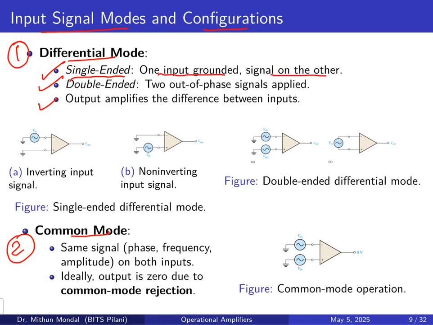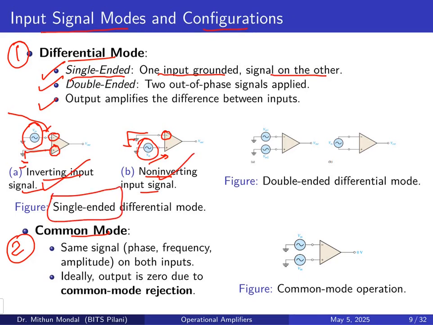So if we see here, the inverting and non-inverting terminal of this op-amp, one of the ends is basically grounded. So this is the inverting input signal. If we take the negative to be grounded, this is the non-inverting input signal, which will be given to the other terminal, whether it is inverting or non-inverting. So this supply Vin is basically given to one of the terminals, the other terminal is grounded. So we say that to be inverting input or non-inverting input. And these are single-ended differential mode.